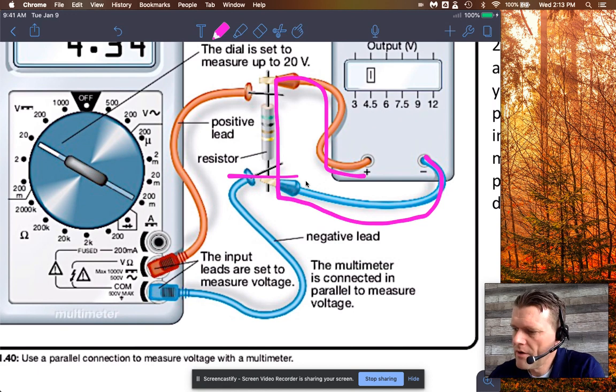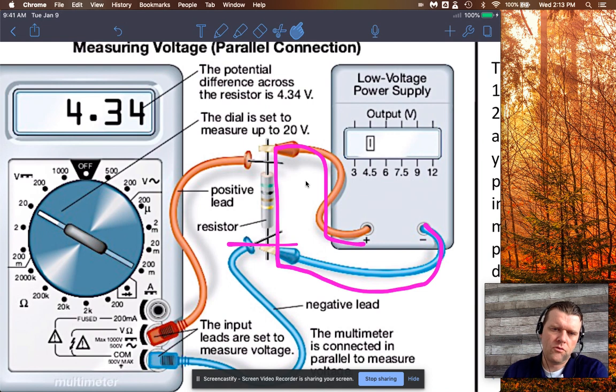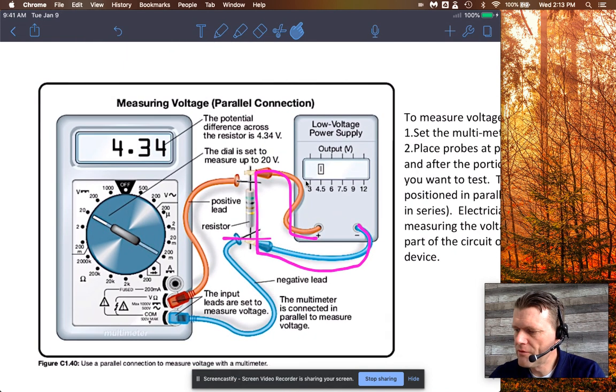And it looks like we have 4.34 volts, okay? So that's how you measure voltage.